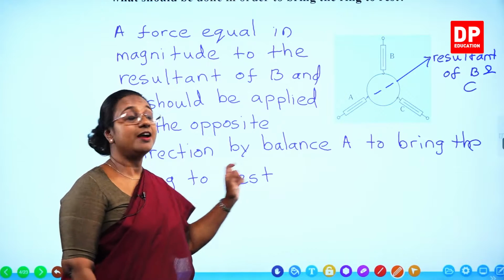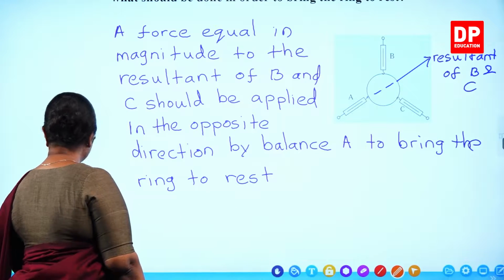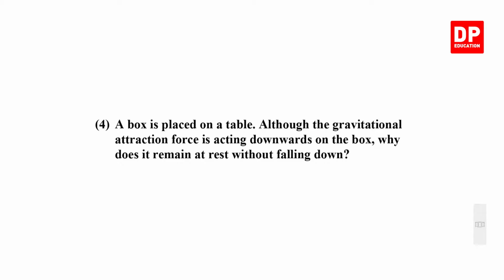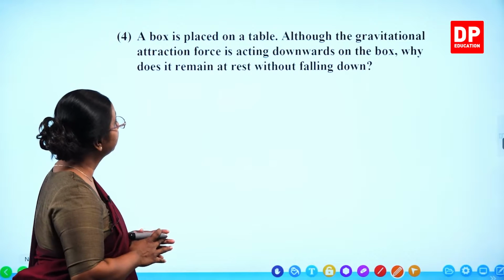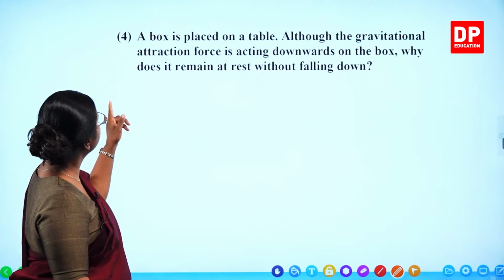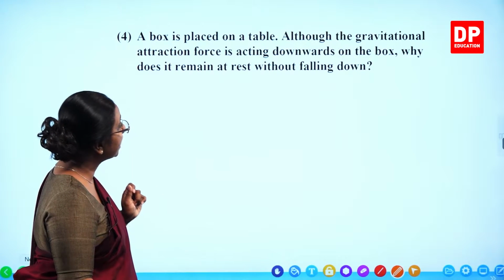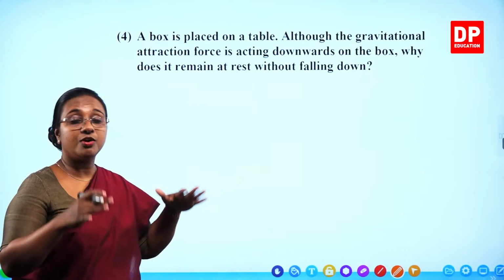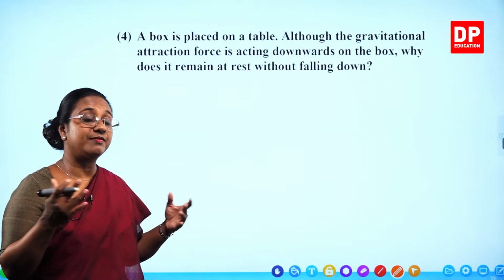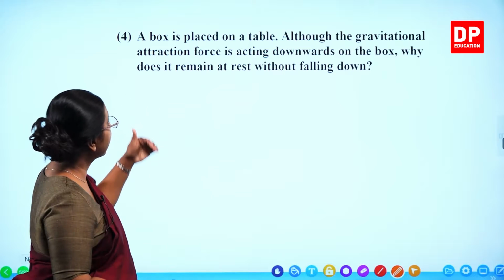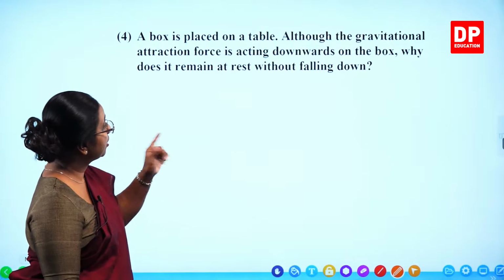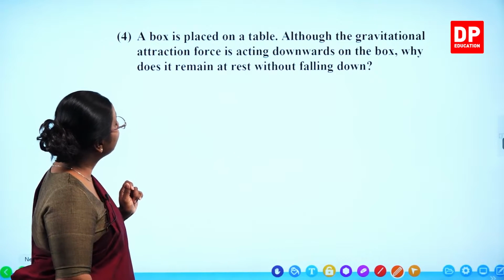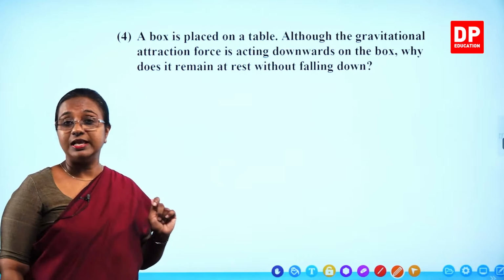With that, students, I will move on to the next question. Question number 4. A box is placed on a table. So you all know normally we keep boxes or other things on a table. Although the gravitational attraction force is acting downwards on the box, so the gravitational attraction or the gravitational acceleration, or what we call as the gravity, is acting downwards on the box. Why does it remain at rest without falling down?